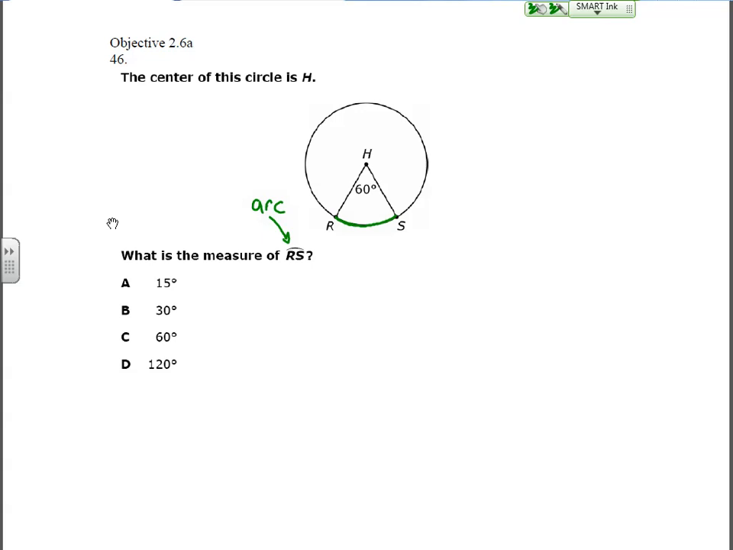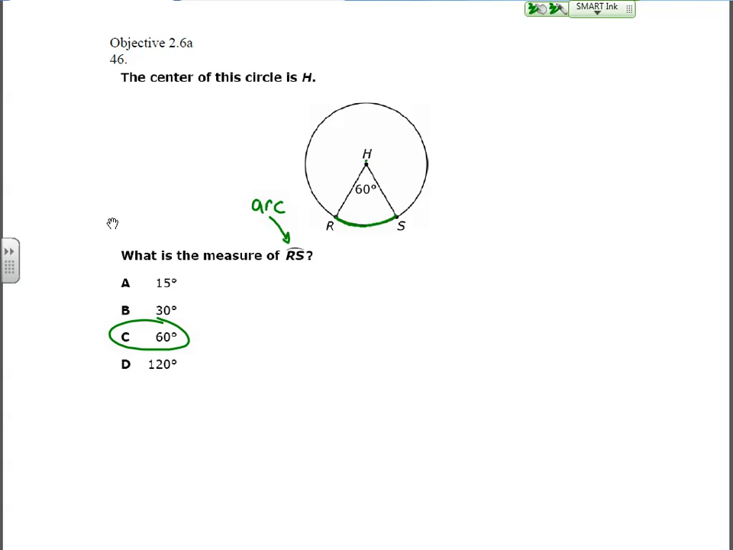Now, how many degrees are in a circle? 360. The way a circle works is that when you have what's called a central angle, an angle coming from the center, the measure of that angle is equal to the arc measure. Right? When the angle's coming from the center of the circle, the angle measure is equal to the arc measure. So this one would be 60.